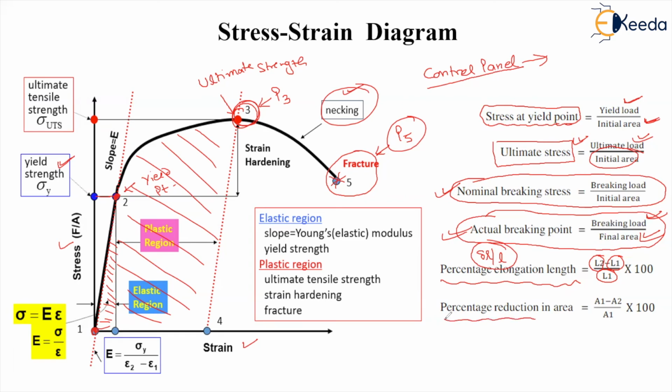And what is the percentage reduction in area? That is the initial area minus final area divided by the initial area, multiplied by 100. So by this we can find out the percentage reduction in area. So from this tensile test, we can obtain the different strengths of the material at different points. So this question is important from the examination point of view.